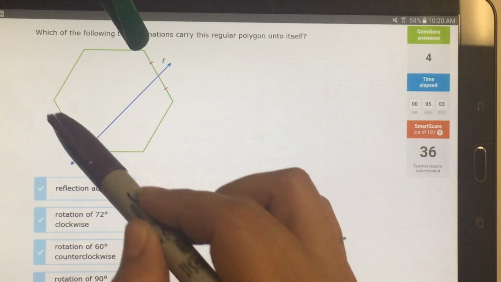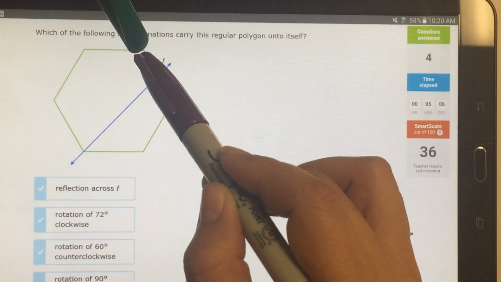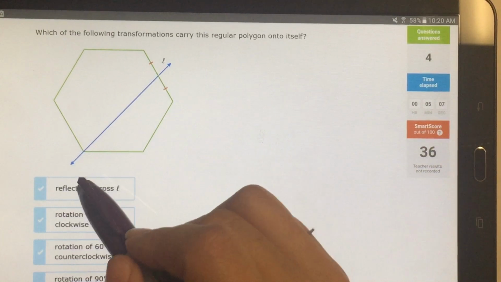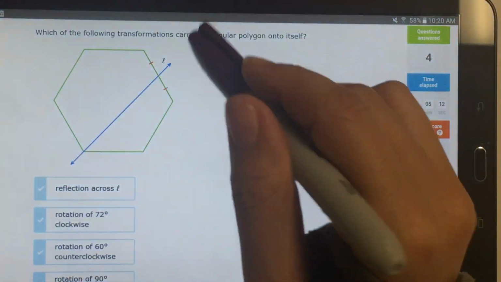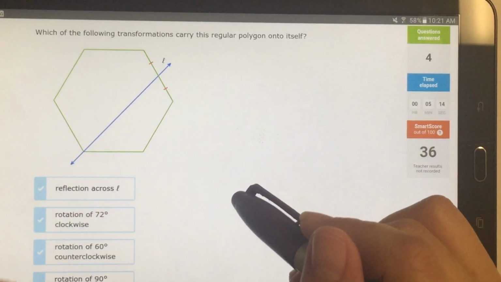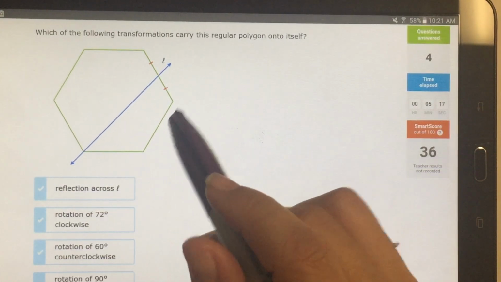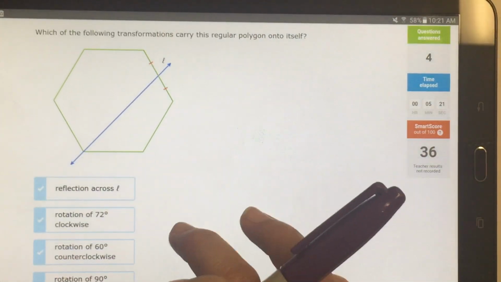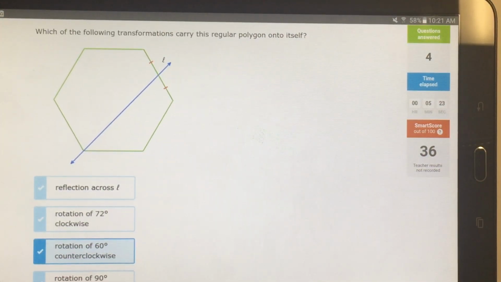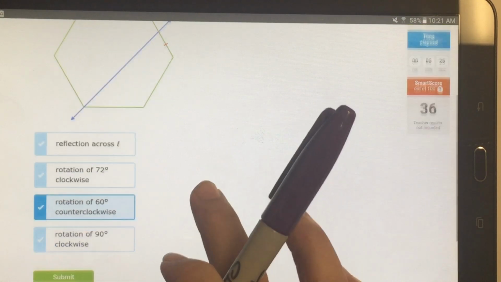1, 2, 3, 4, 5, 6. It has 6 sides, which means it has 6 lines of symmetry, only because it's regular. If it wasn't regular, you'd actually have to draw in how many lines of symmetry it has in order to know. All right, so again, you go 360 divided by 6, and that's going to give me 60. And any multiple of 60, well, the next number will be 120, so that's not any of those.